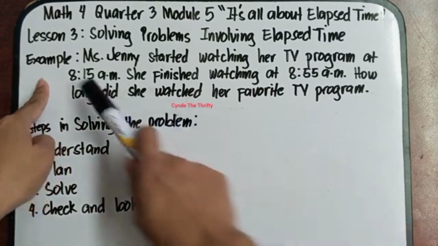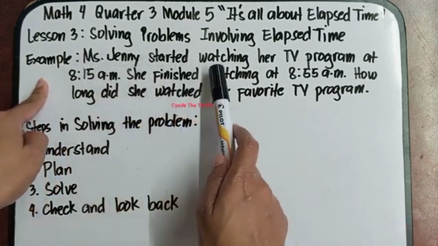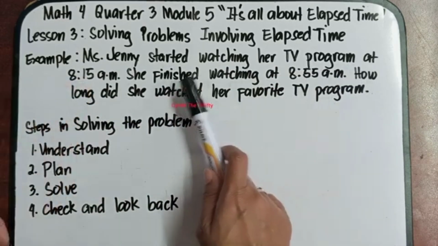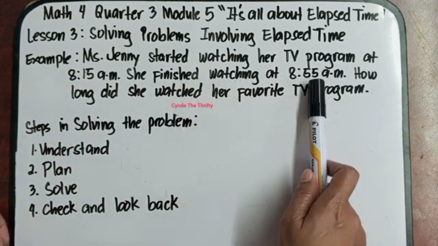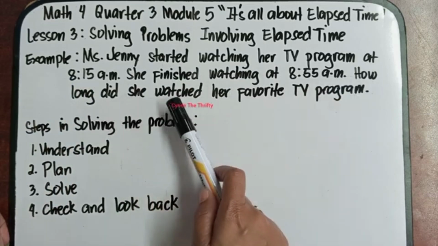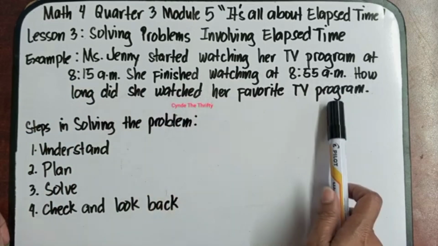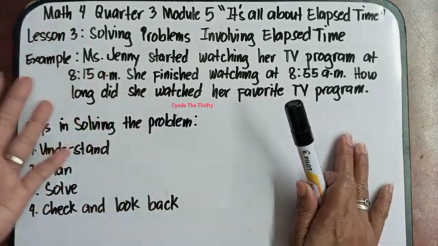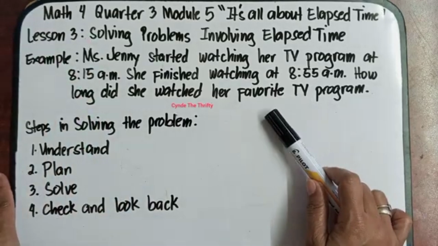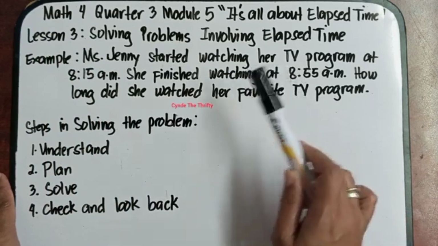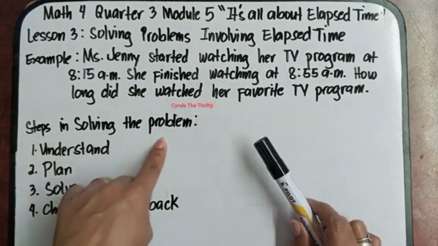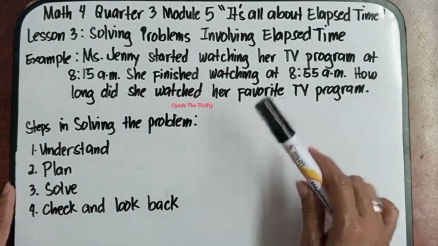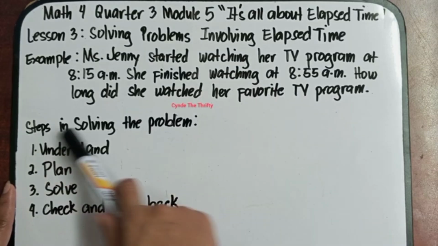Meron tayong example dito. Miss Jenny started watching her TV program at 8:15 a.m. She finished watching at 8:55 a.m. How long did she watch her favorite TV program? So, ang problem na to is kagaya lang rin ng mga problems sa lesson 1 at lesson 2 natin. Pero of course, ang lesson 3 natin is gagamitan natin siya ng mga steps in solving the problem. So, hindi pwede na diretso lang natin siyang i-subtract or i-add at may sagot na tayo agad. Kailangan natin gamitin ang ating steps in solving the problem.